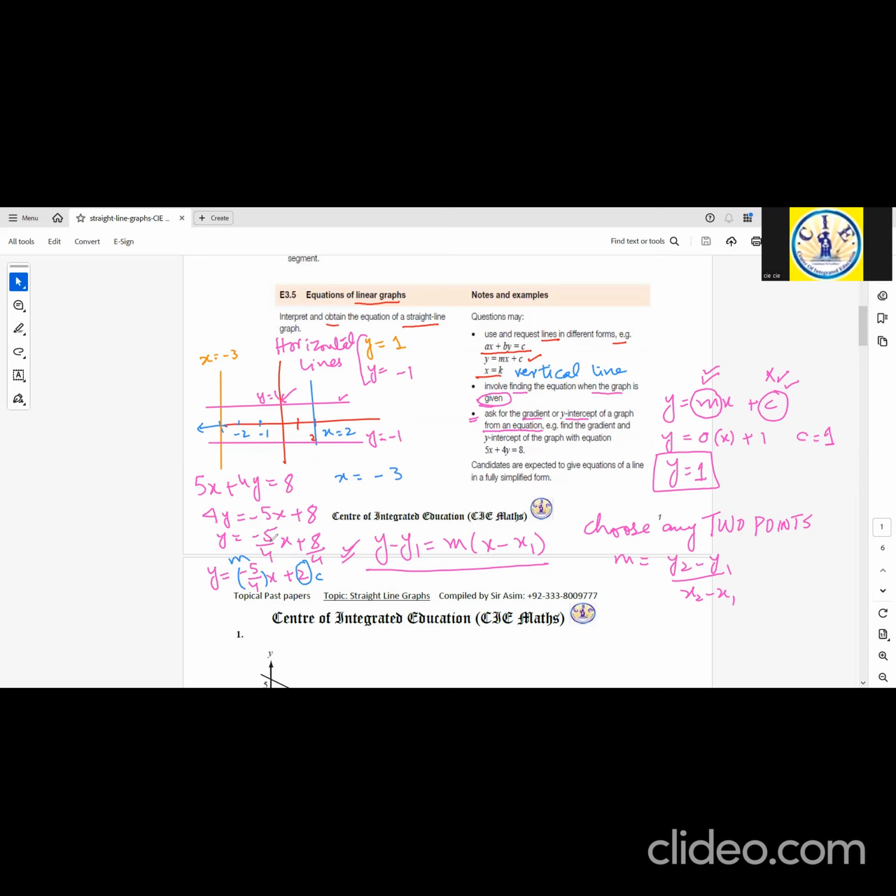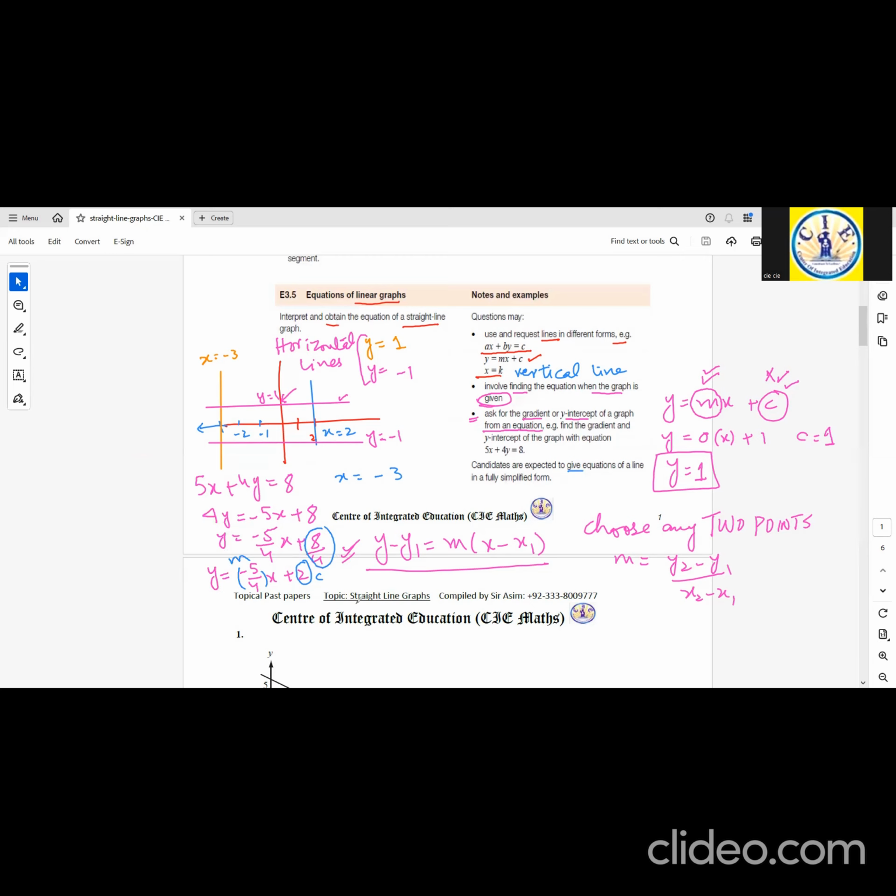And this is how we need to transform a given equation into the given form. Then candidates are expected to give equations of a line in a fully simplified form. As you see, 8 by 4 has been simplified to write down 2. And we can further simplify negative 5 by 4 if required in the question.